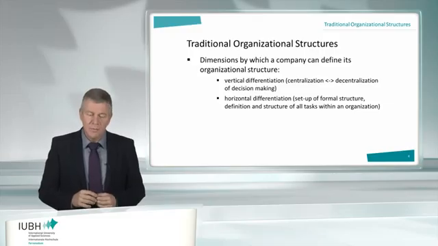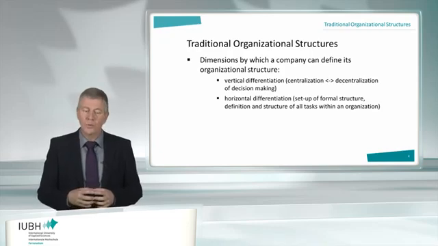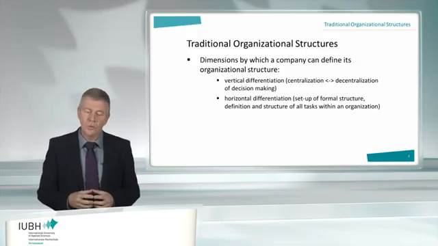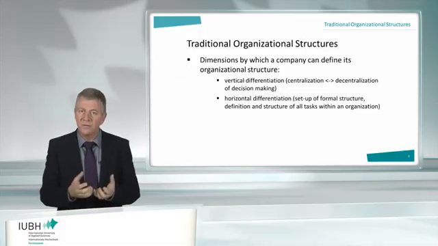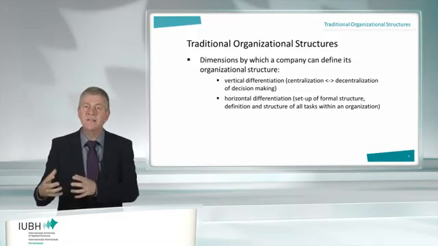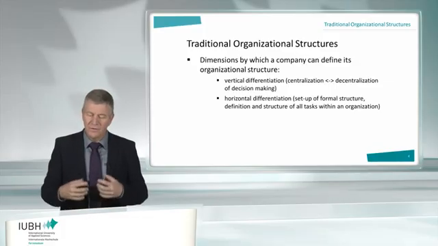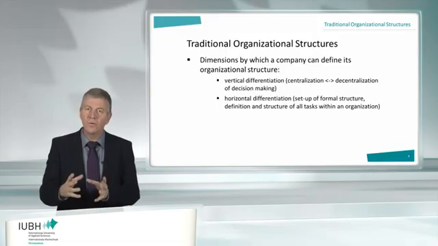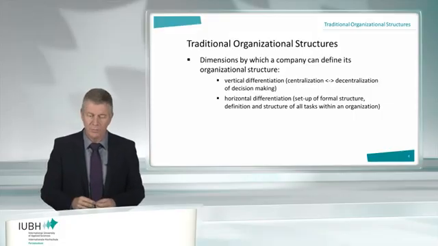We have actually two dimensions that we can distinguish if we look into traditional organizational structures. First of all, we have a vertical differentiation, and that refers basically to the question how decision-making is carried out. Is it in a rather centralized way or is it rather decentralized? Horizontal differentiation means that we have a setup of formal structure with definitions and a structure of all tasks within an organization, and that then relates to every single job in a company.